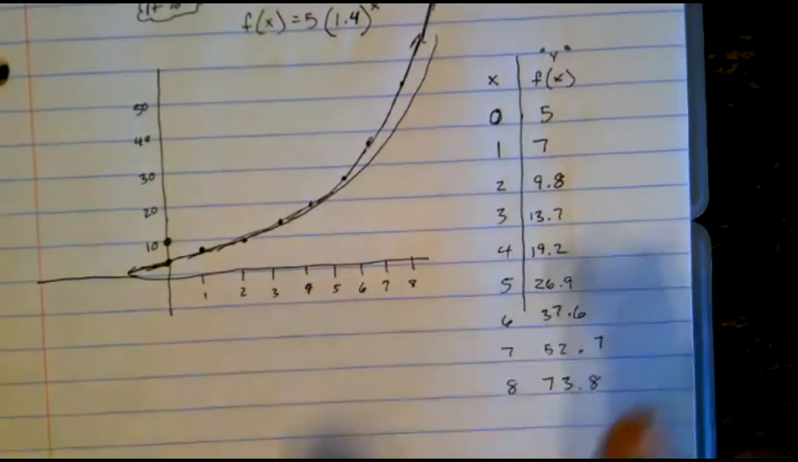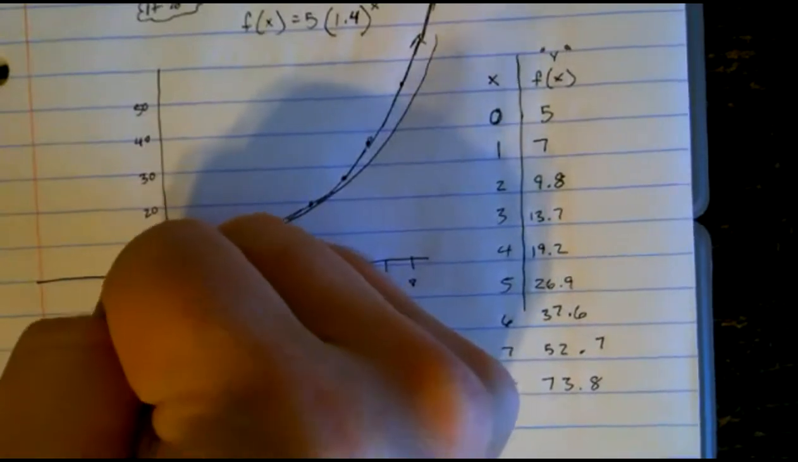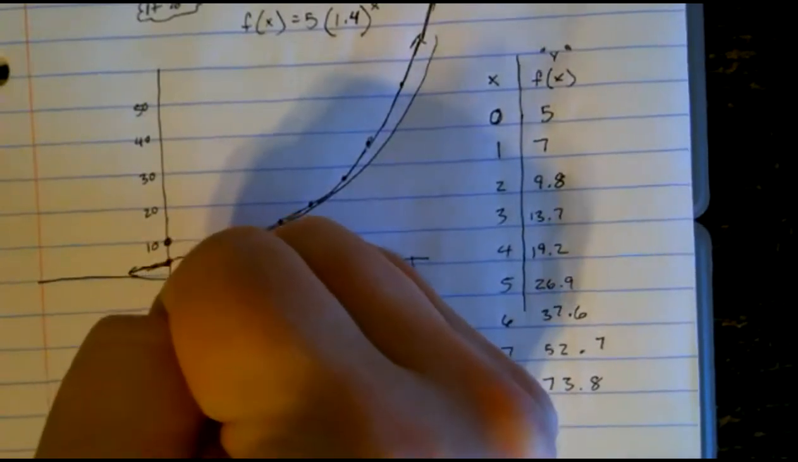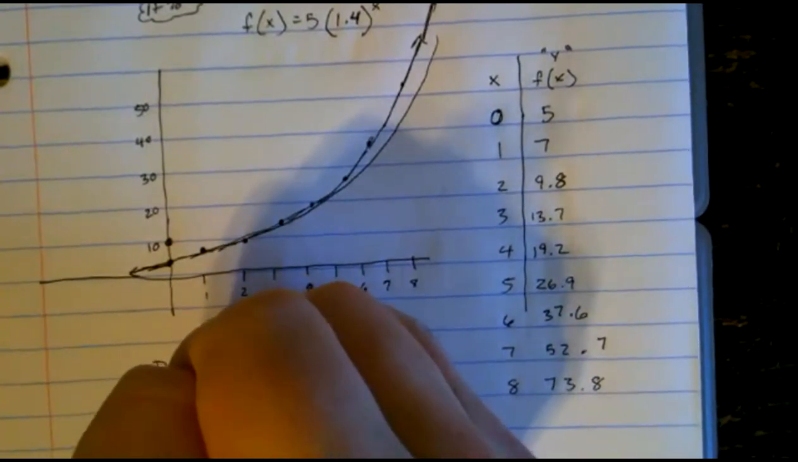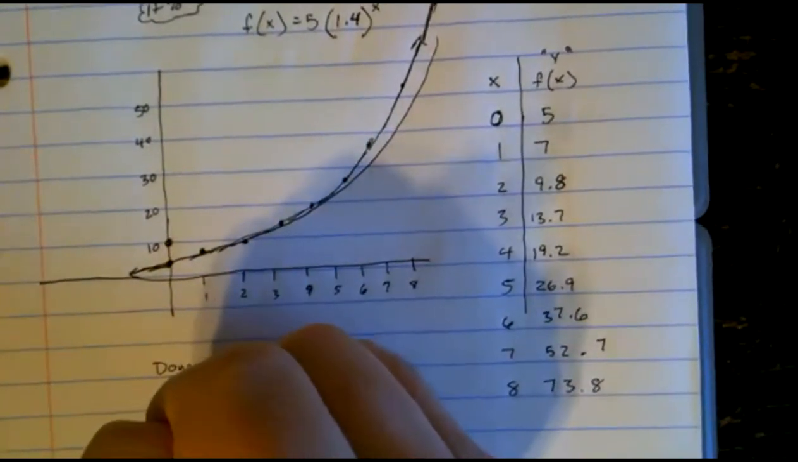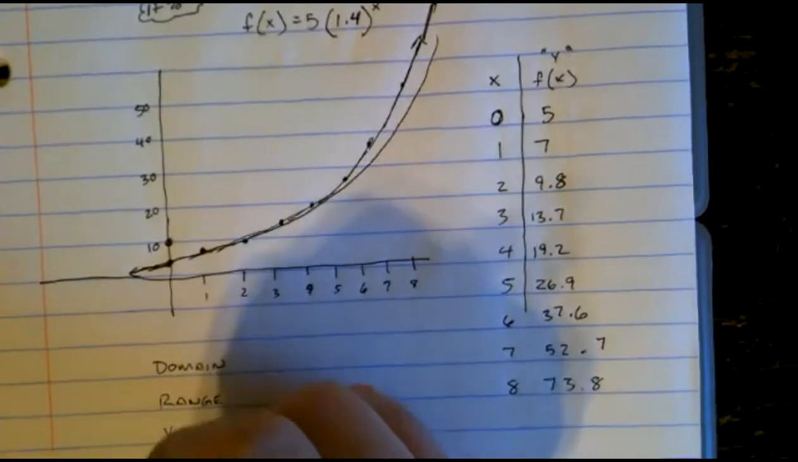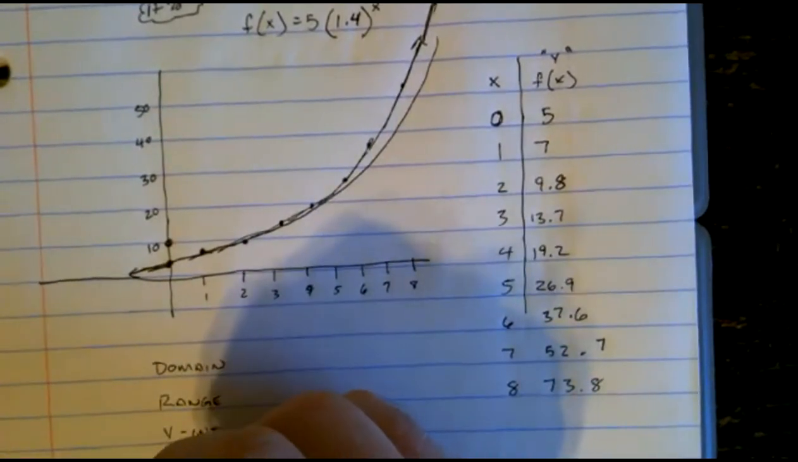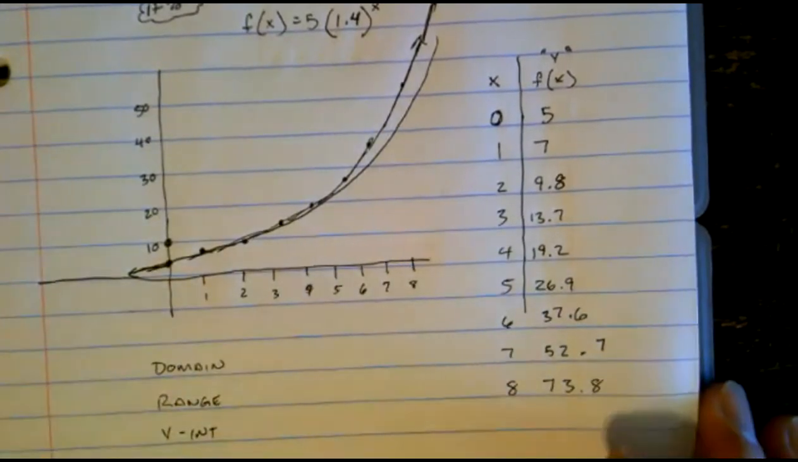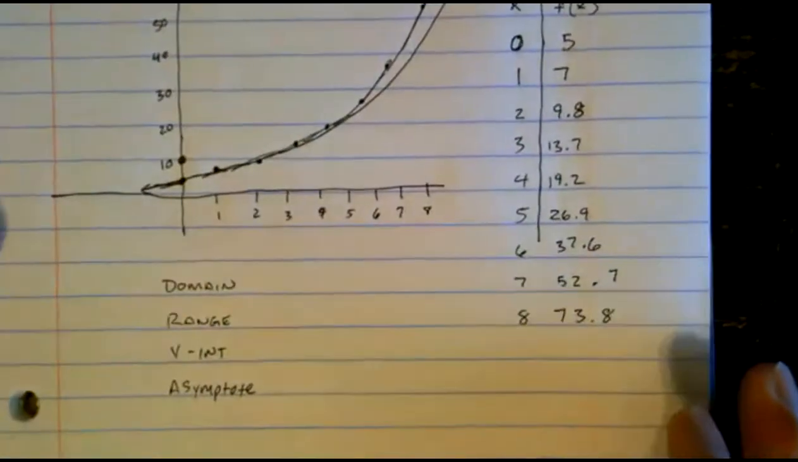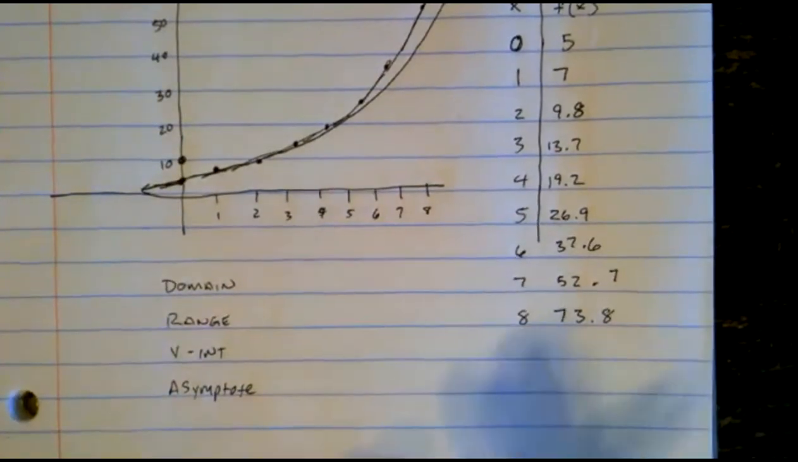So we have 4 things to describe. That is the domain, the range, the y-intercept, and the asymptote. All right, okay? Domain, range, asymptote. All right, so let's talk about these different things, right?